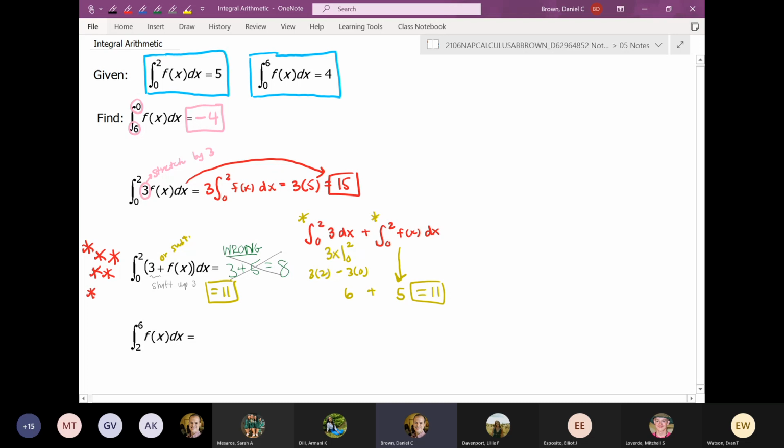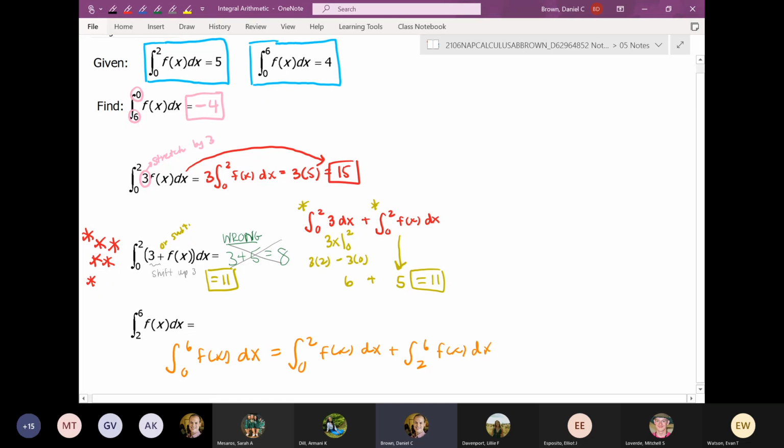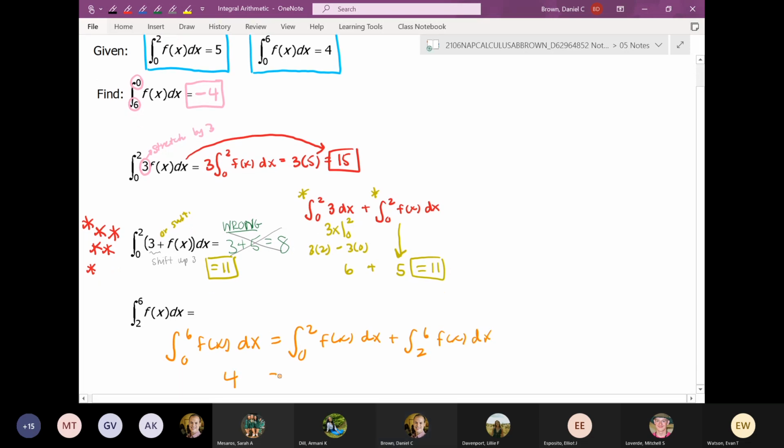Conceptually, what's happening is if I have the integral from 0 to 6, that's the same thing as saying, well, let's go from 0 to 2, and then go from 2 to 6. So we can split these regions up into smaller ones. I know that the integral from 0 to 6 is 4. I also know, because it was told to me, that the integral from 0 to 2 is 5. I don't know the integral from 2 to 6.